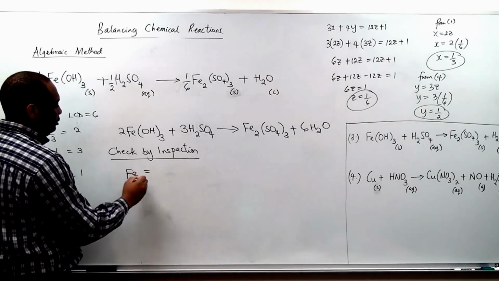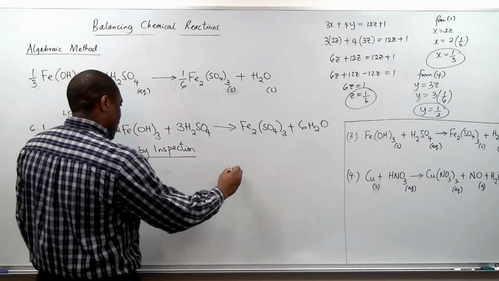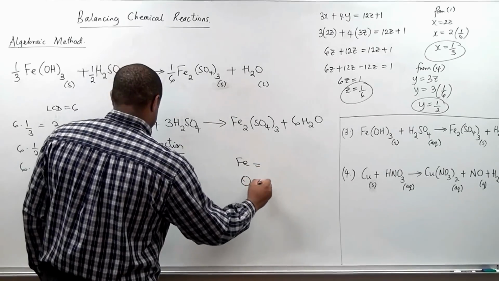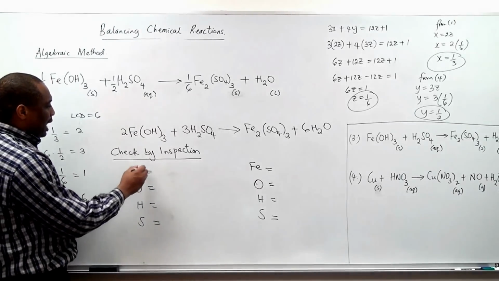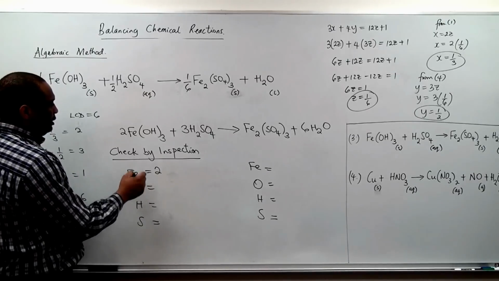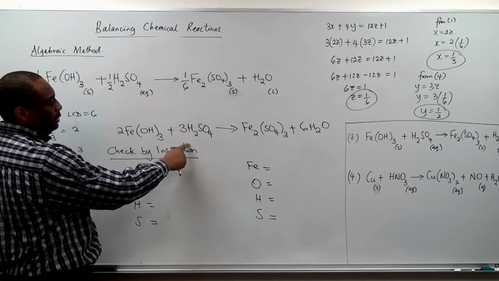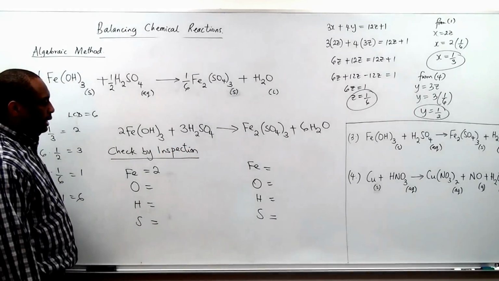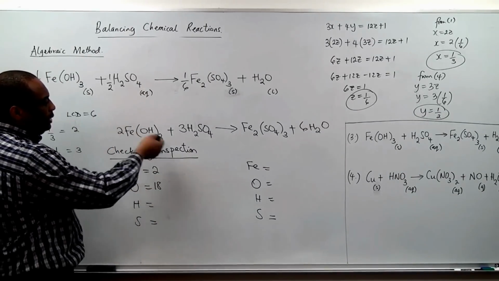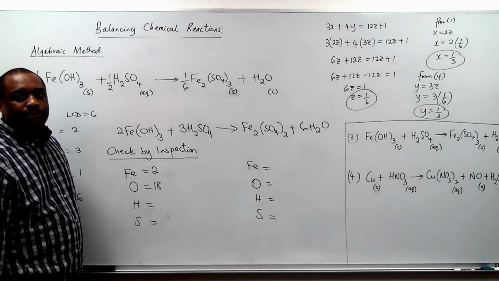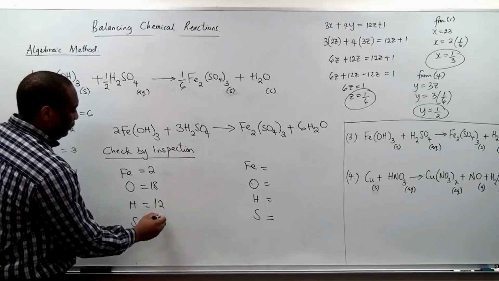We have our iron, oxygen, hydrogen, sulfur for the reactants, and we have our iron, oxygen, hydrogen, sulfur for the products, right? So iron is 2 here, oxygen is 3 times 2, 6, plus 4 times 3, 12. 6 plus 12 is 18. Hydrogen is 3 times 2, 6, plus 2 times 3 here, 6. 6 plus 6 is 12. Sulfur is 3.